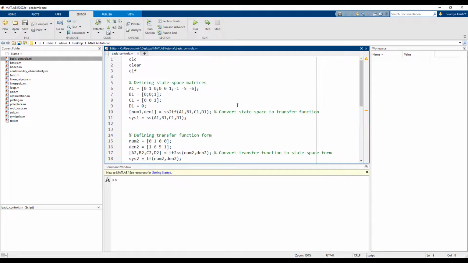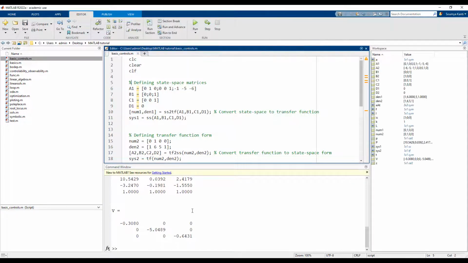Now we will see a few basics of control systems. Suppose you are given the state space form of a system and you want to convert it to the transfer function form. Suppose I am given the A matrix, B matrix and C matrix as this; I'll run it and show you. A is this, B is this, C is this, and D is 0. Suppose I want to find the transfer function form of this.